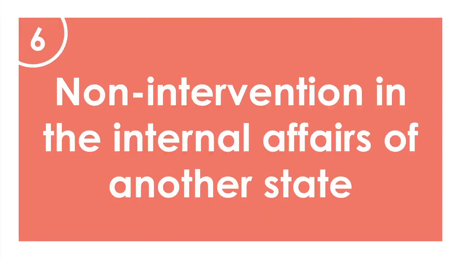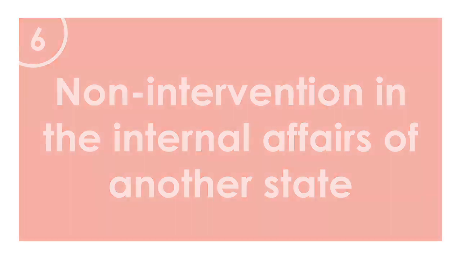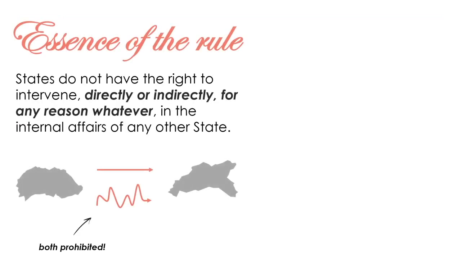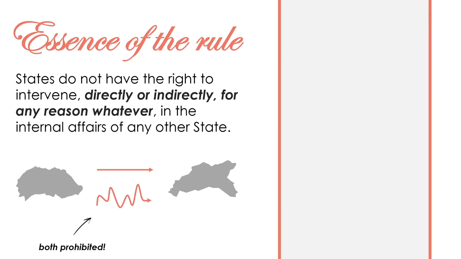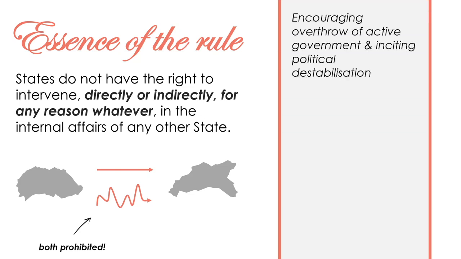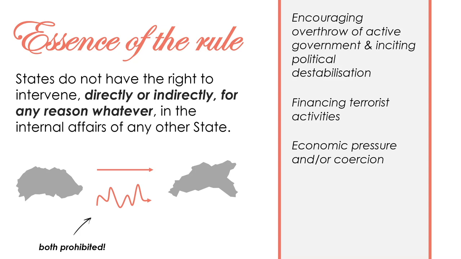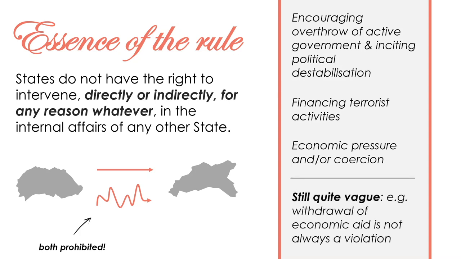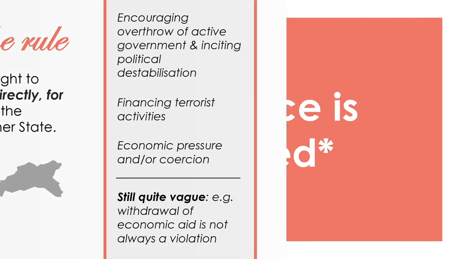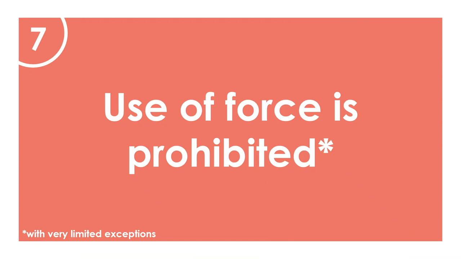Number 6, non-intervention in the internal affairs of another state. It means that states do not have the right to intervene directly or indirectly for any reason whatever in the internal affairs of any other state. So the examples would be encouraging overthrow of active government, inciting political destabilization, financing terrorist activities, economic pressure or coercion. But still the last one is quite vague because the withdrawal of economic aid is not necessarily a violation per se.